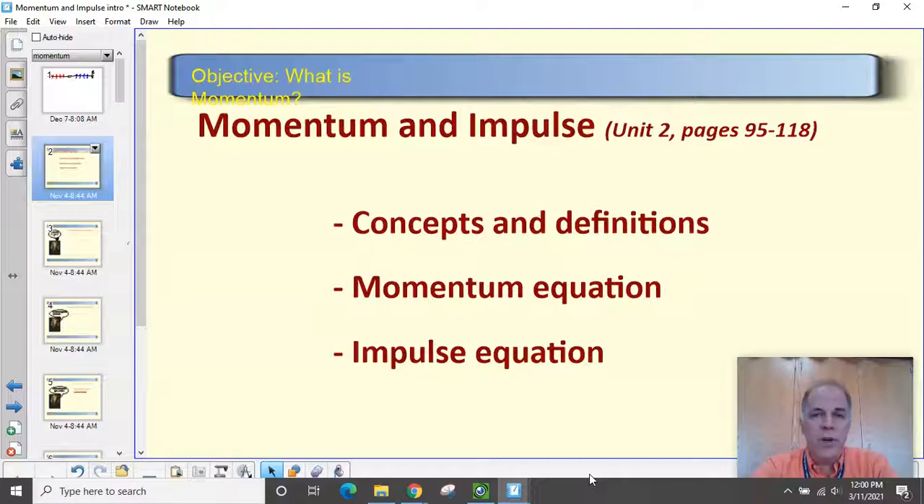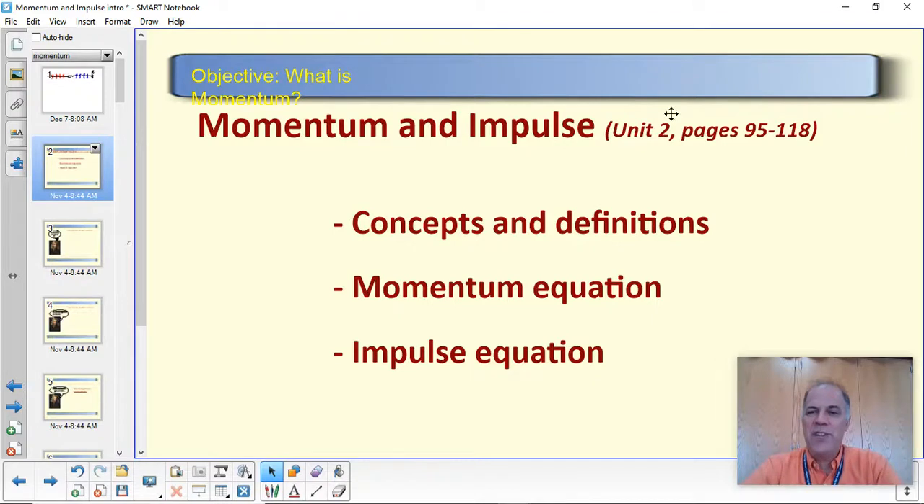Hey guys, today we're going to learn about momentum and impulse. That's our topic for today. And this stuff is in our textbook in Unit 2 on pages 95 through 118. And what I'm going to tell you today is enough to get you started on the homework problems that you have for today, which are assigned in the classroom.